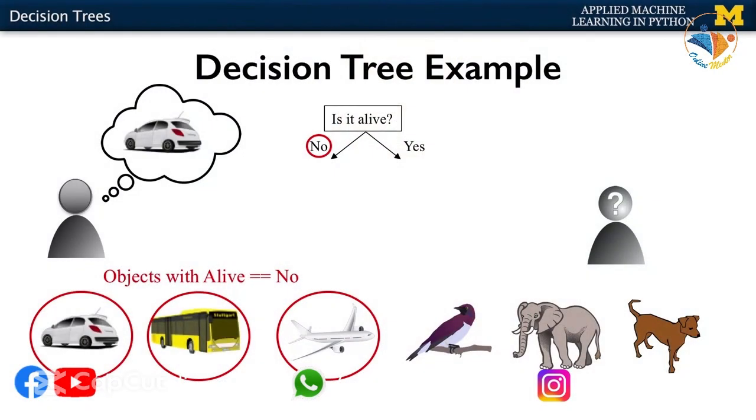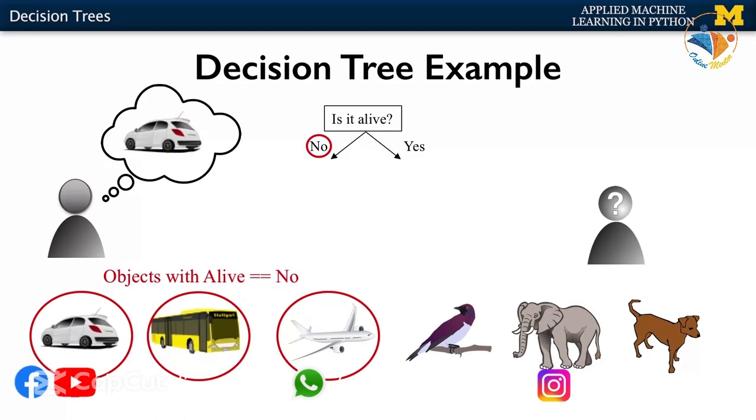Suppose we're playing a game where one person's thinking of one of several possible objects. So let's say an automobile, a bus, an airplane, a bird, an elephant, and a dog. A second person has to guess the identity of that thing by asking as few yes or no questions as possible, up to a limit of no more than, say, 10 questions. Suppose the first person secretly thinks of an automobile. So one of the first questions the second person might ask is, is it alive?